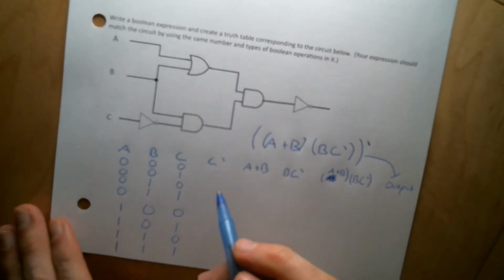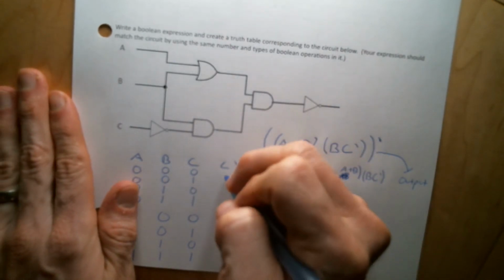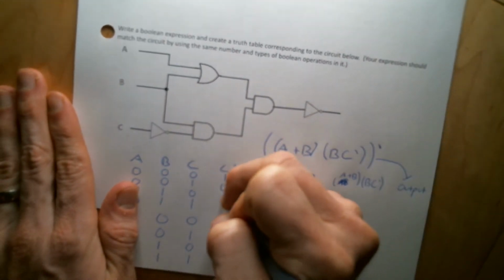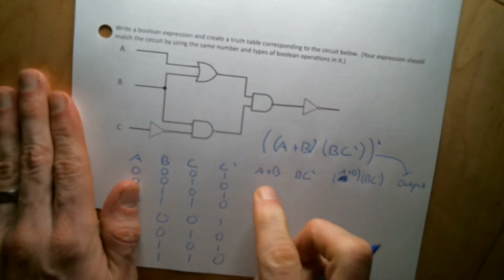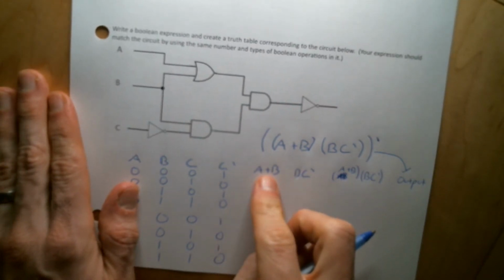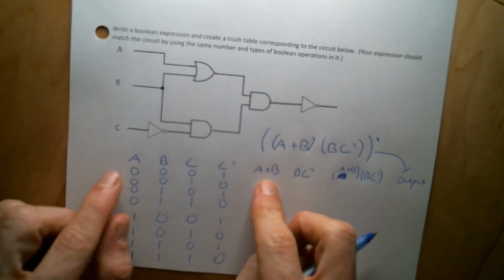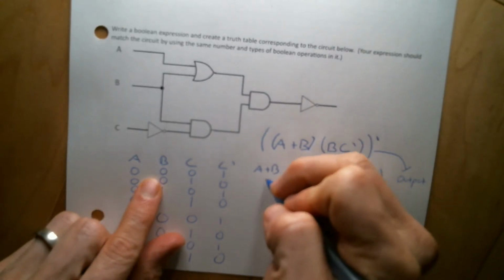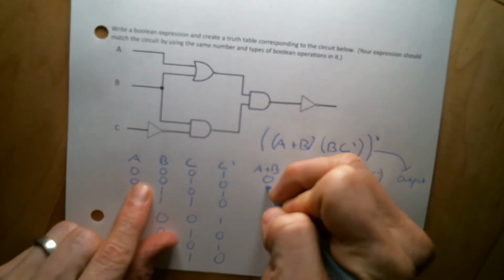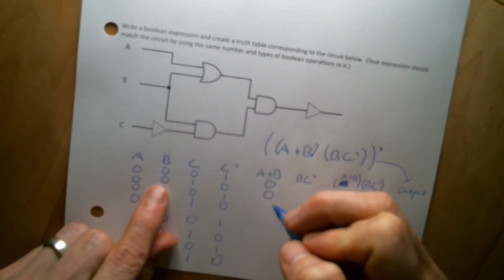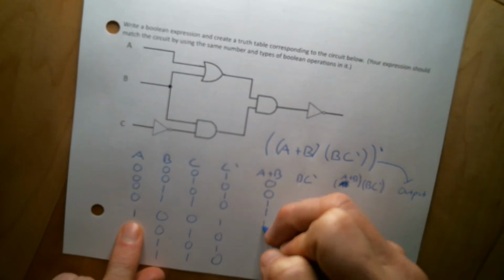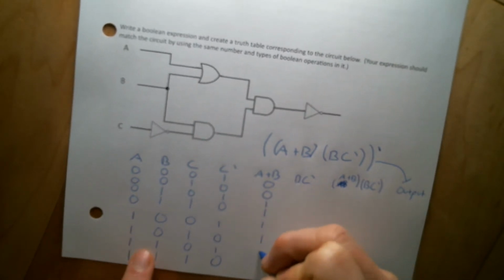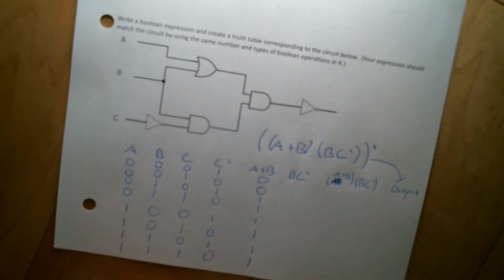Okay? So C naught is just going to be the reverse of C. So 1, 0, 1, 0, 1, 0, 1, 0. A plus B. Remember, with an OR, only one of them has to be true. So the only time this is going to be false is when they're both zeros. So that first two, they're both zeros. Then we have a 1, then we have a 1, then we have a 1 over here, a 1 over here, and then double ones there. Okay.